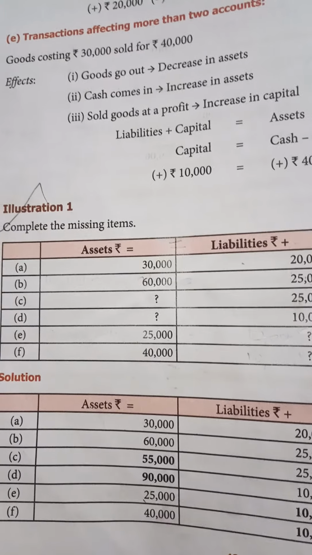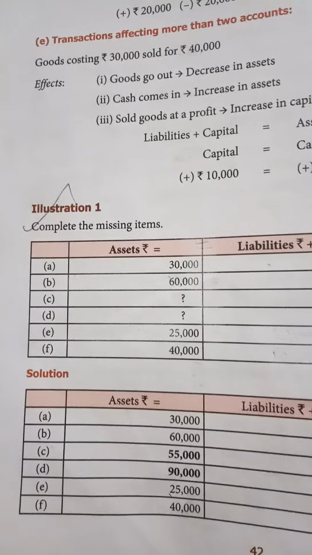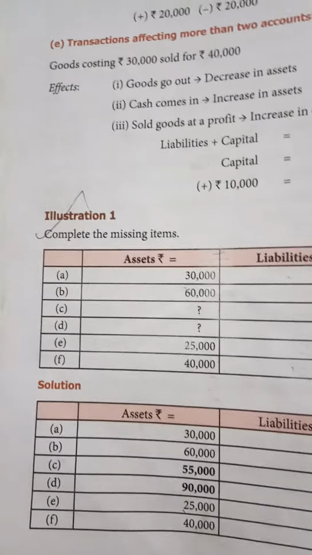Okay, so here complete the missing items. This is how the question will be. Mostly these type of questions will be asked in 2 marks. That is assets is equal to liabilities plus capital.